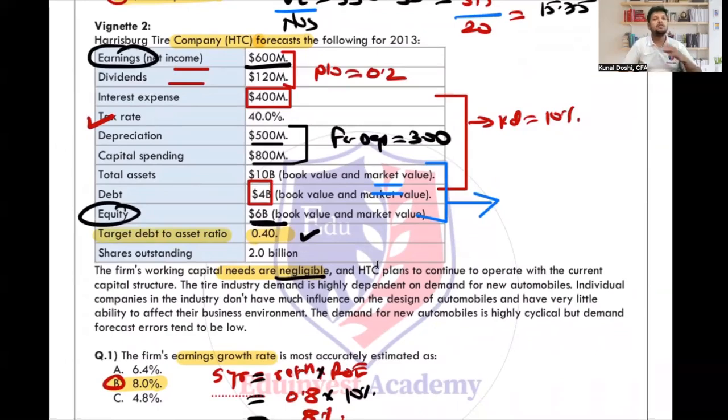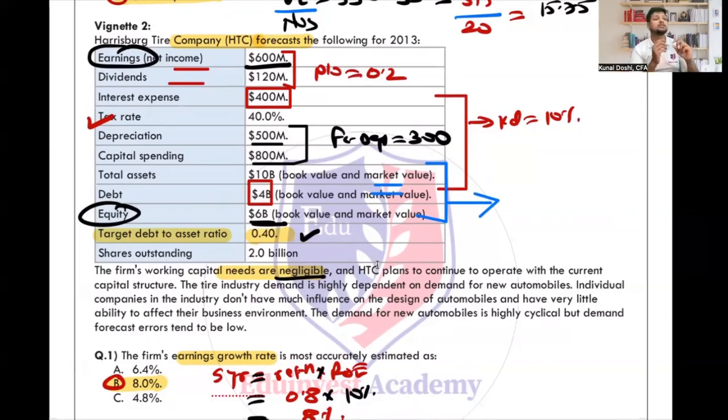Now, if you remember from your level one, what should we do about weights? Number one, if possible, you should take the market value of debt and equity. Market value of debt and equity does not always match the target. So if you have the target, you can take the target if they instruct you. If not, market value. In this case, they both are the same, but that's not always the case.